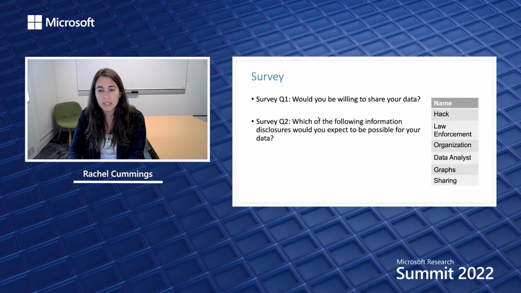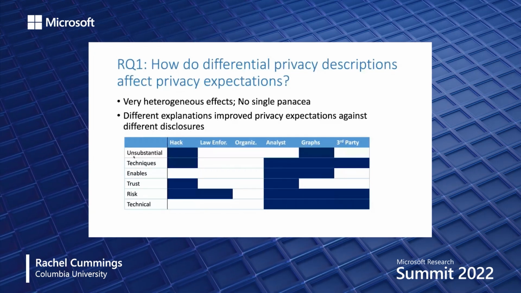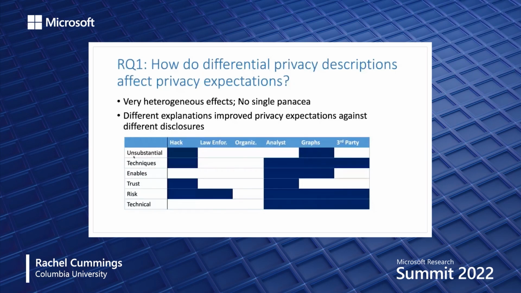And so we really wanted to find out which of these different descriptions cause people to expect protections against these six. So we saw pretty heterogeneous effects in terms of which of the privacy descriptions affect which privacy expectations. And there wasn't one single privacy description that really made people feel protected against everything, and there wasn't one single possible disclosure that made people always feel safe under all possible different privacy descriptions.